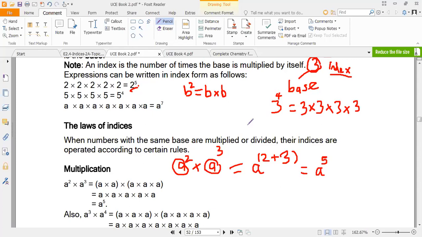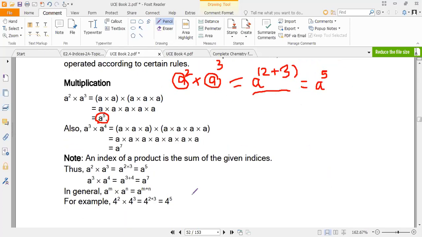Look at this, they have also shown it to you here clearly. If you have a power 2, this means a times a. And if you have a power 3, this means a times a times a. If you remove the brackets, it is a times a times a times a times a, and the answer is a power 5 here. So you realize that it is the same, but the law says to keep the base the same and then add the powers. So the index of the product is the sum of the given indices. That's what they are trying to show us.